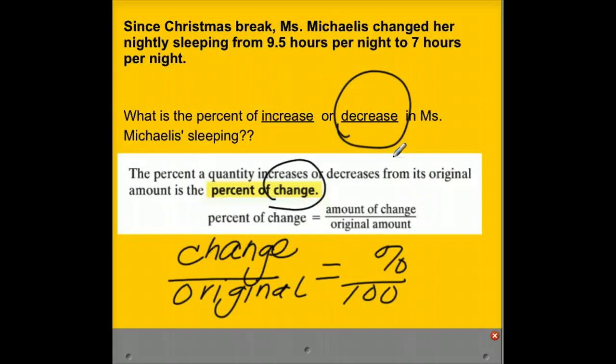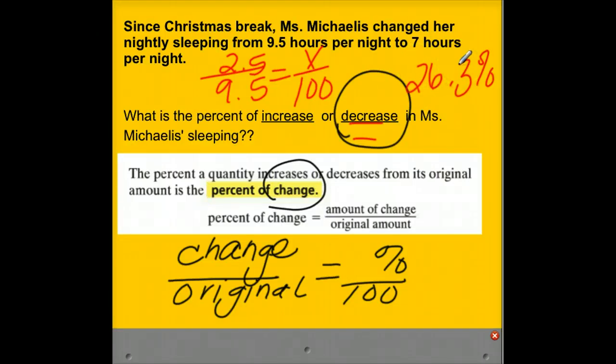I'm going to go back to the first example and let's actually find out how much my sleeping decreased. So I want change over original. I changed from 9.5 hours to 7. Well, that's a difference of 2.5 hours. I'm going to put that over my original, which was 9.5. Set that equal to x over 100. 2.5 times 100 is 250. Divide by 9.5, I get 26. I'm going to round to the nearest tenth. So my nightly sleeping decreased 26.3%.